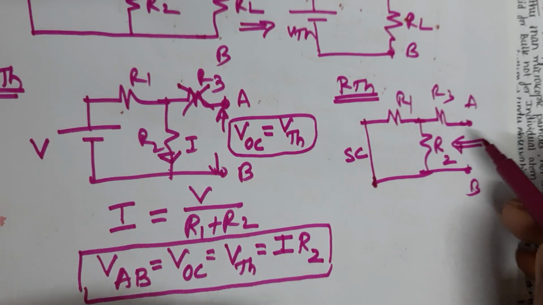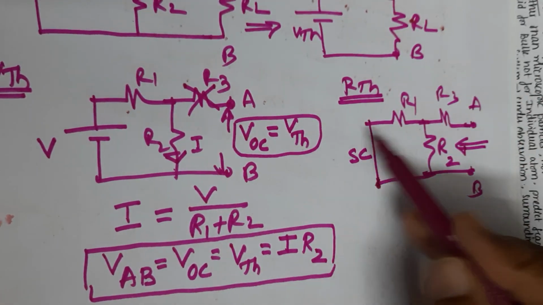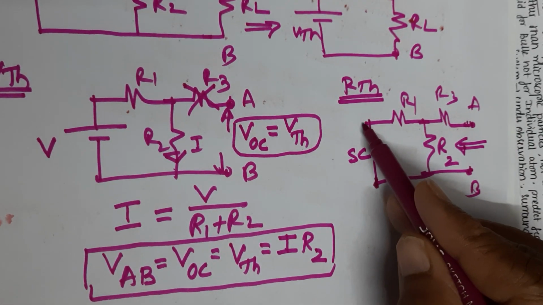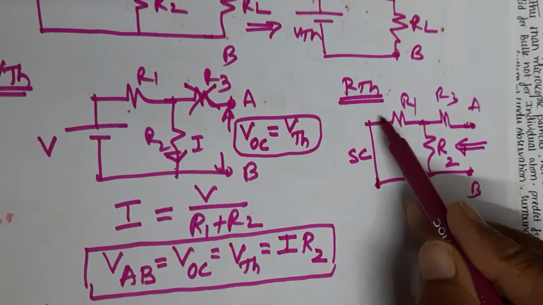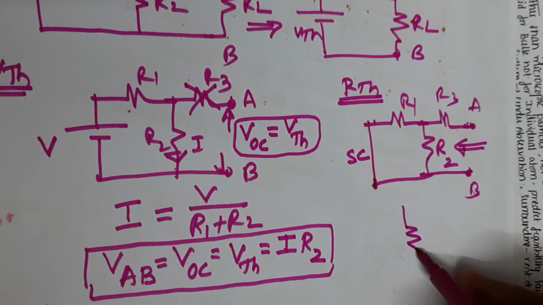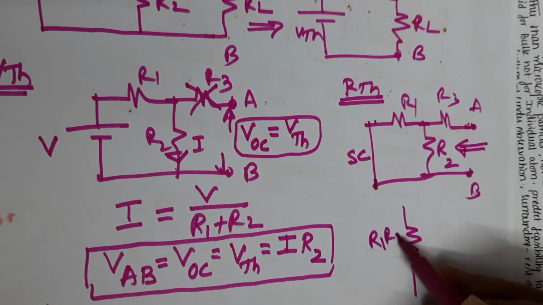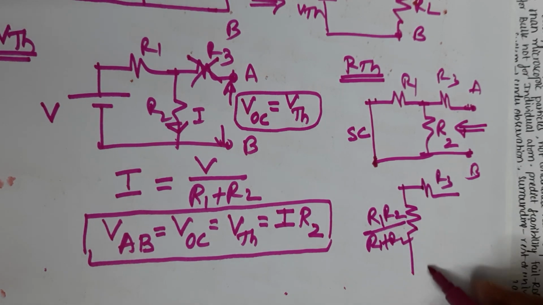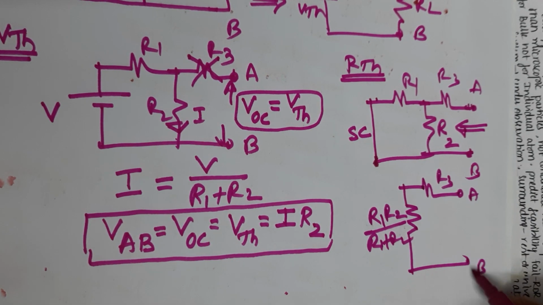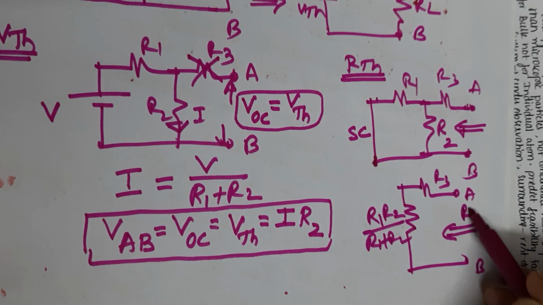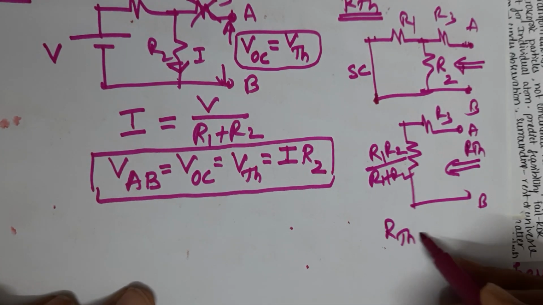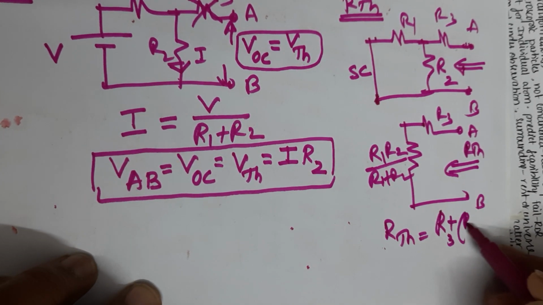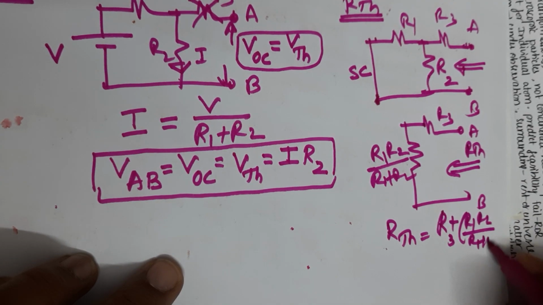Therefore we have to reduce the network from the other end. We are going to find out on the right side the equivalent resistance, therefore we need to reduce the network from the left side. R1 and R2 are connected in parallel. The total resistance is R1 R2 by R1 plus R2, that is connected in series with R3, which is your RTH. So across these two terminals, the RTH value is given by RTH equal to R3 plus R1 R2 by R1 plus R2.